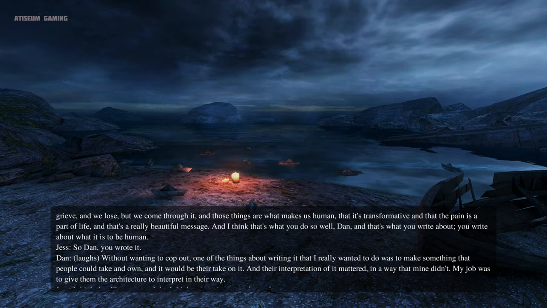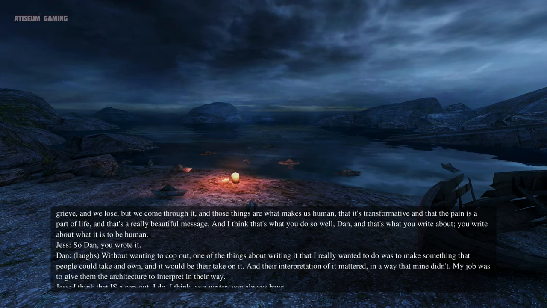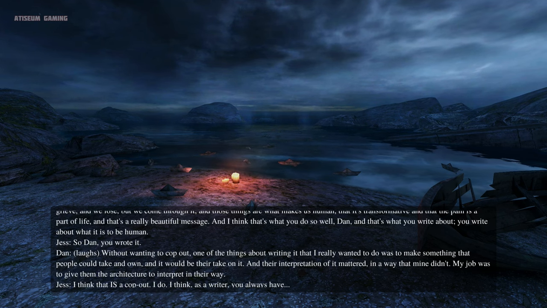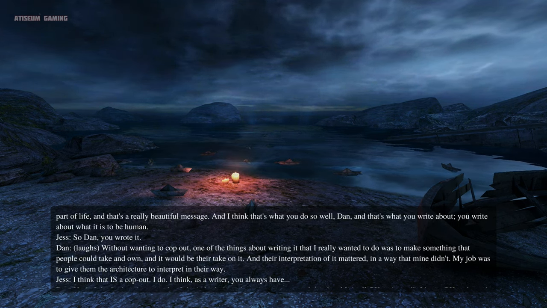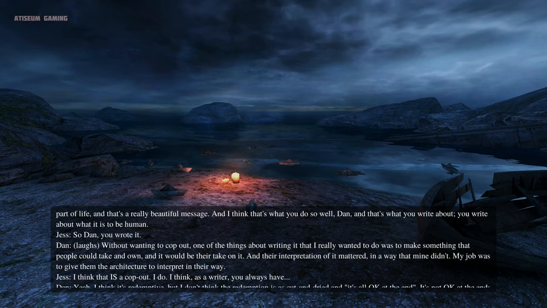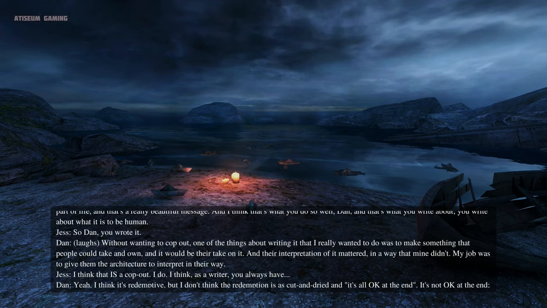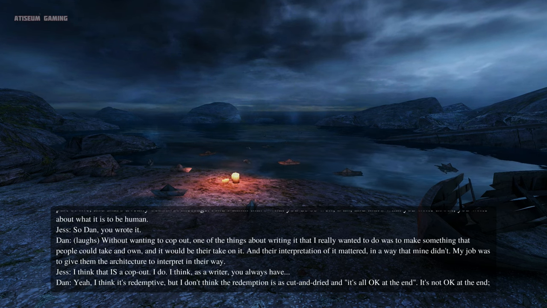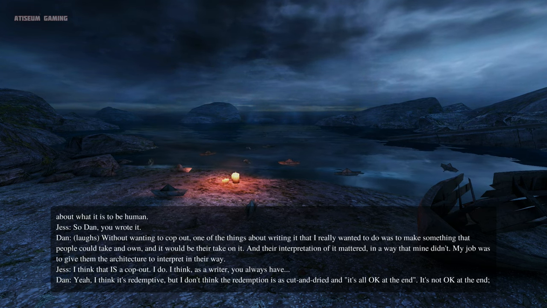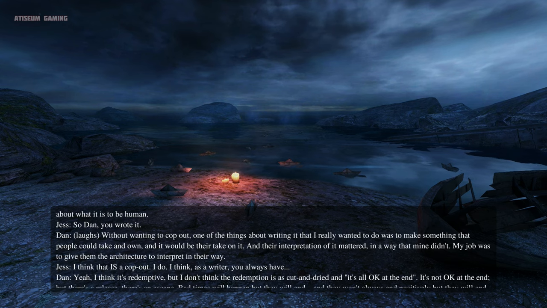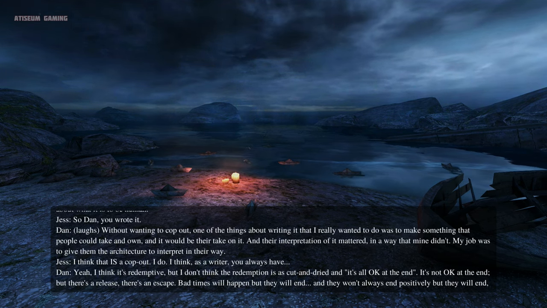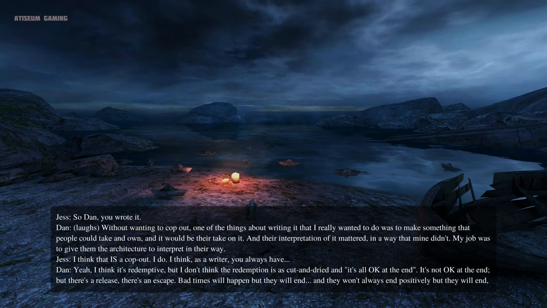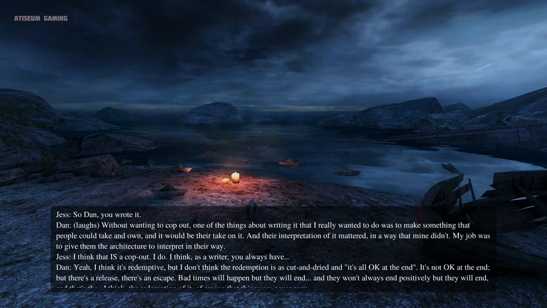And I think that's what you do so well, Dan. That's what you write about. You write about what it is to be human. So, Dan, you wrote it. Without wanting to cop out, one of the things about writing it that I really wanted to do was to make something that people could take and could own, and it would be their take on it. Their interpretation of it mattered in a way that mine didn't. My job was to give them the architecture to interpret in their way.